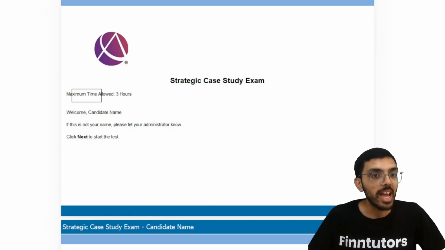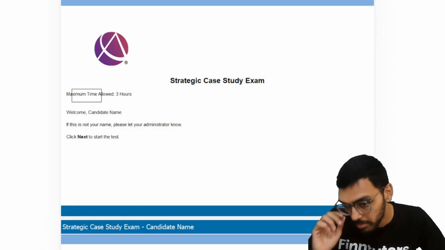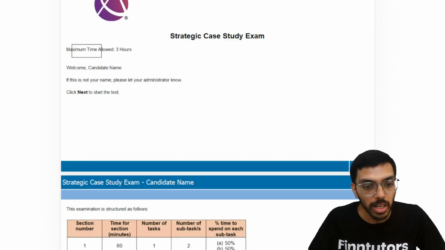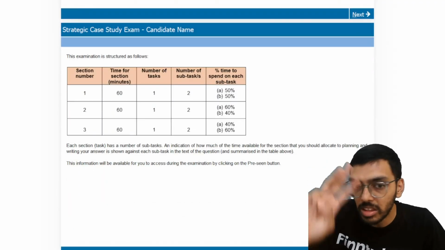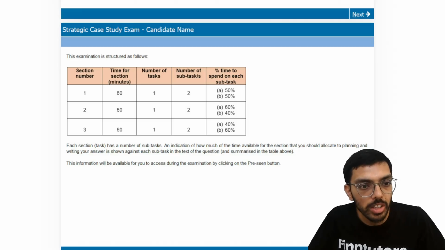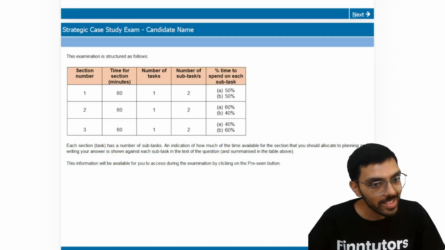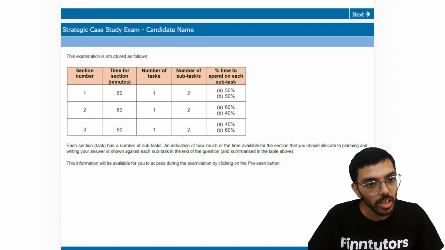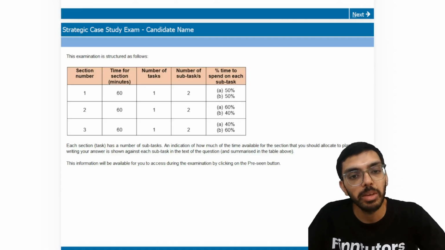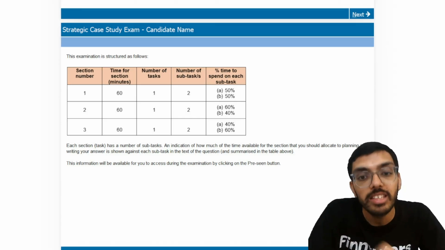Now on exam day, this is going to be your first screen. You hit the next button, your exam starts. You will see that there are 3 questions. So section 1, 2 and 3. Each is worth 60 minutes. You get 60 minutes to answer each question. And once the 60 minutes are up, your answer is automatically submitted.